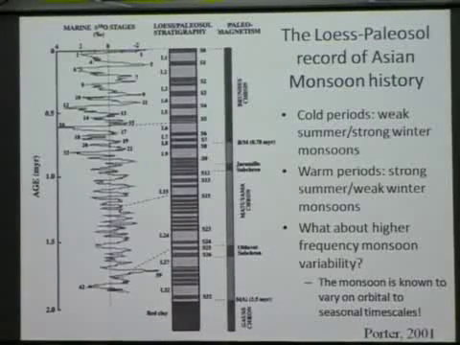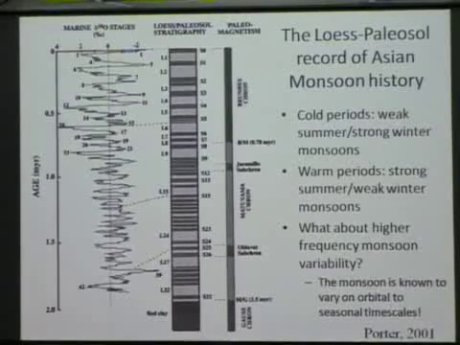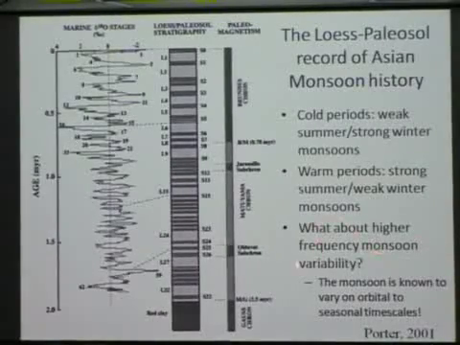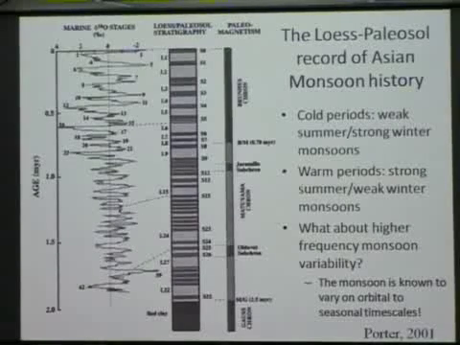The problem with the loess record, though, is that the sedimentation rates are very low, and so you can't get very high-resolution climate data out of this type of deposit. So the question is, what about higher frequency monsoon variability that might be more likely to occur on human timescales?